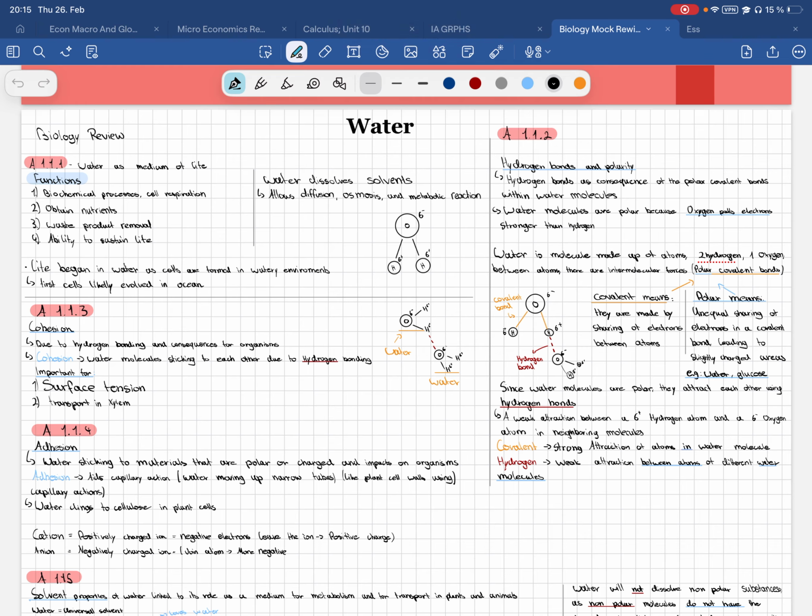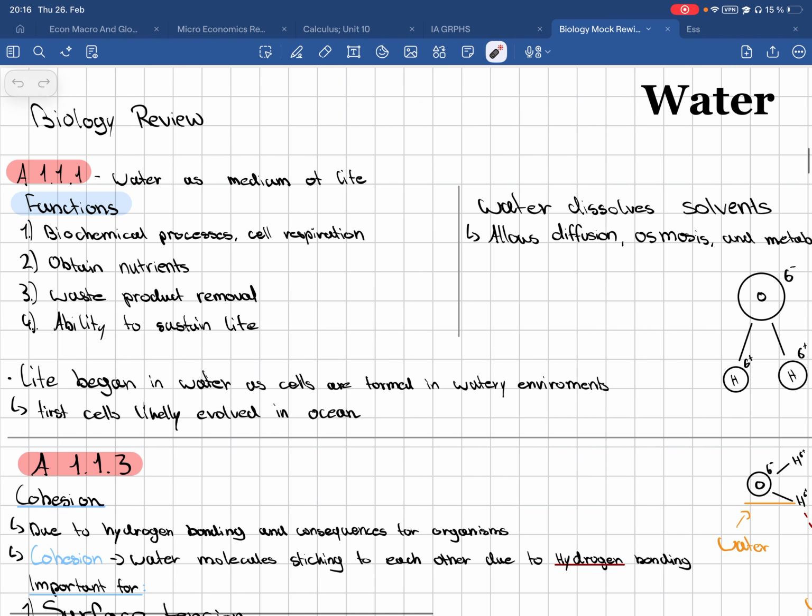So let's begin. Water is considered the medium of life because every cell is surrounded by it and most biochemical reactions occur in it. Water is the medium of life and it has many functions. For example, as I just said, it does biochemical processes, for example, cell respiration. It helps in obtaining nutrients. It helps in the removal of waste products. And it has a unique ability to sustain life.